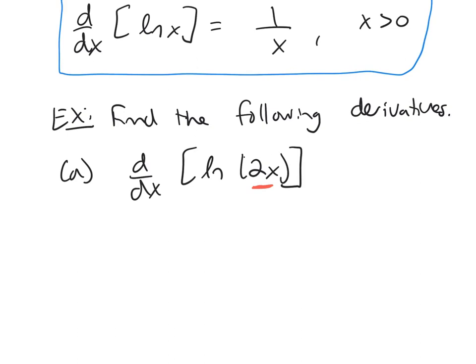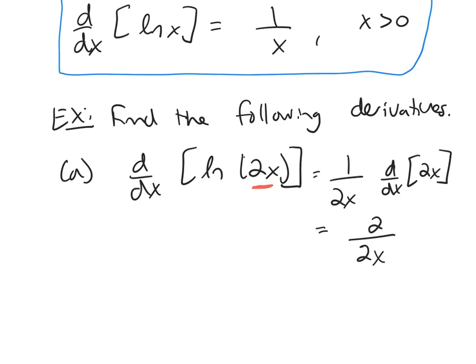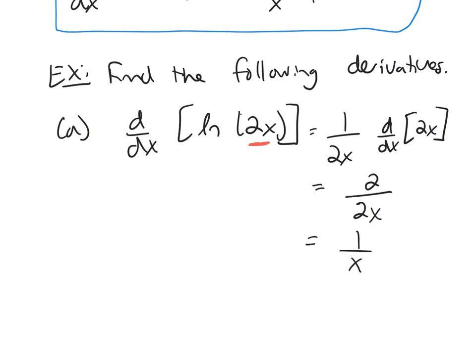So the derivative of ln of x is 1 over x, but I don't have an x here, I have a 2x. So the derivative will be 1 over 2x times the derivative of the inside. And the derivative of 2x is just going to be 2 by the power rule. So this derivative just simplifies to 1 over x.